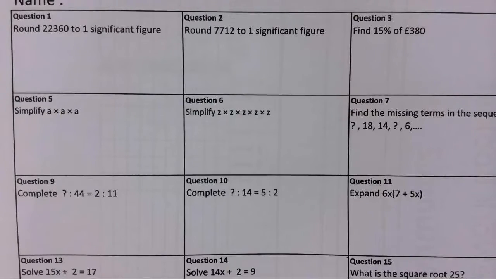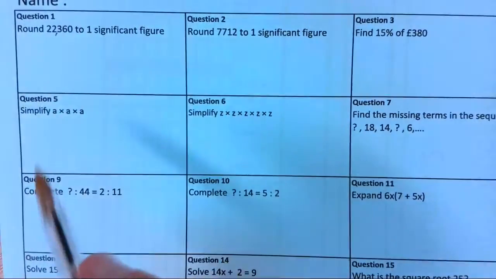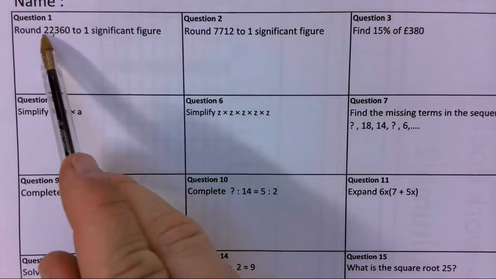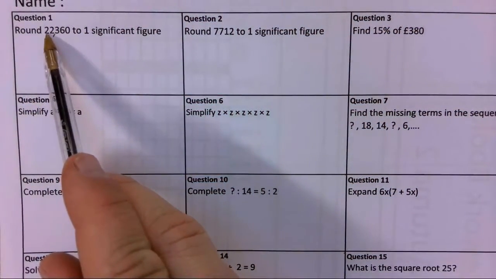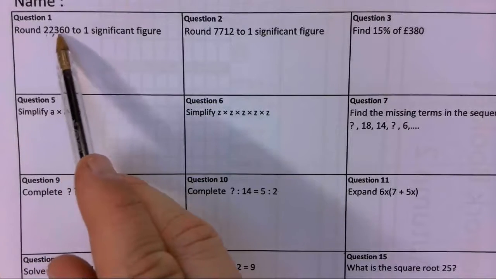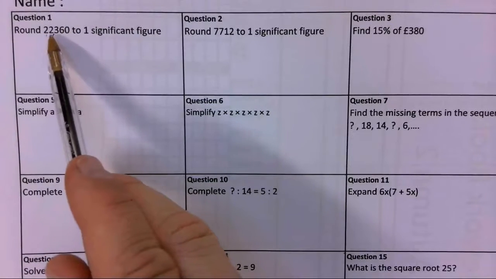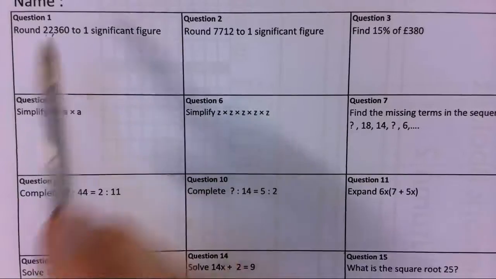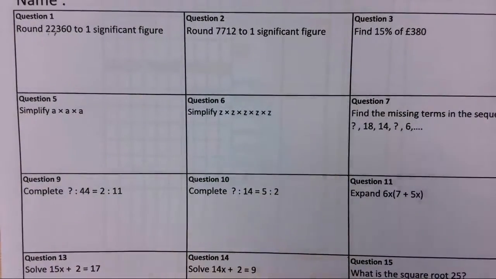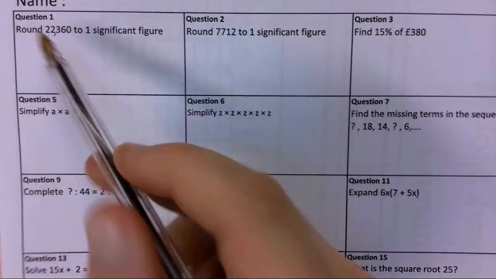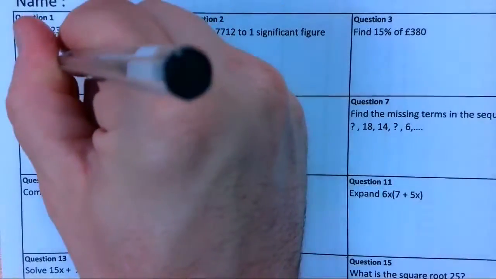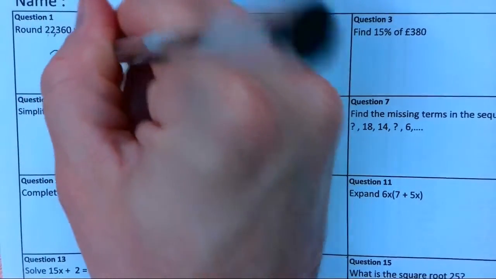Question 1. Round 22,360 to one significant figure. So the most significant or important number here is in the 10,000s column. I just put this comma in to show where the thousands are, so 22,360. Which 10,000 is it closer to, 20,000 or 30,000? And my answer here is 20,000.